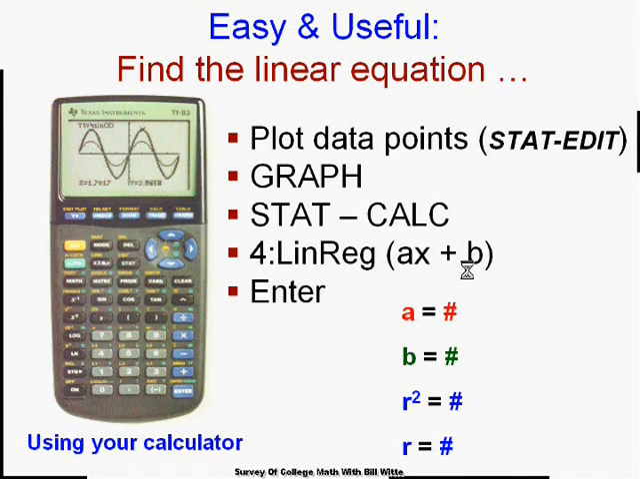And it's going to give me an a, which is going to be basically the slope, the number in front of x. It's going to give me a b. You're used to that. That's going to be the y-intercept. And we'll talk a little bit later about what the other two numbers it gives us are, the r's.